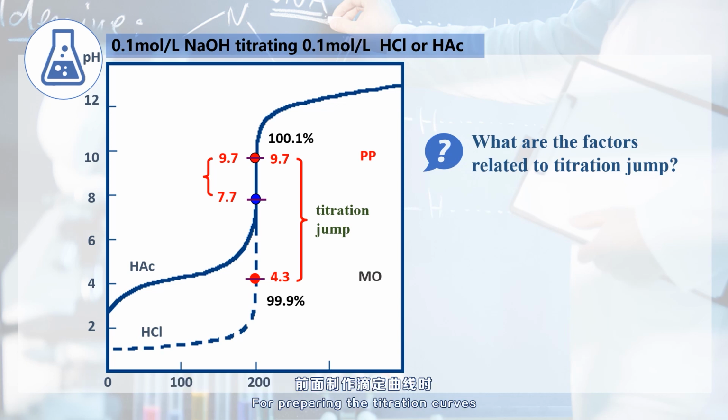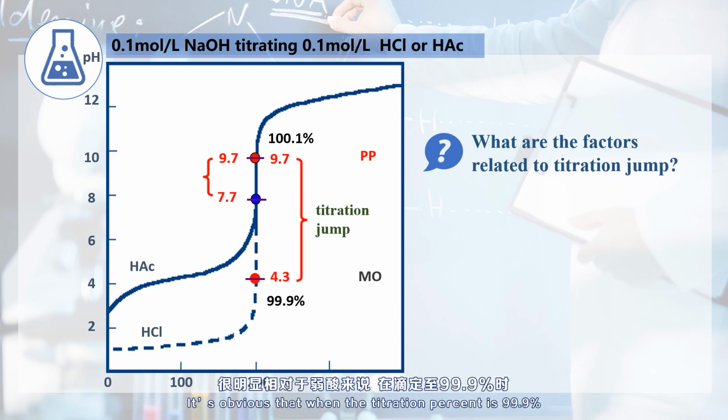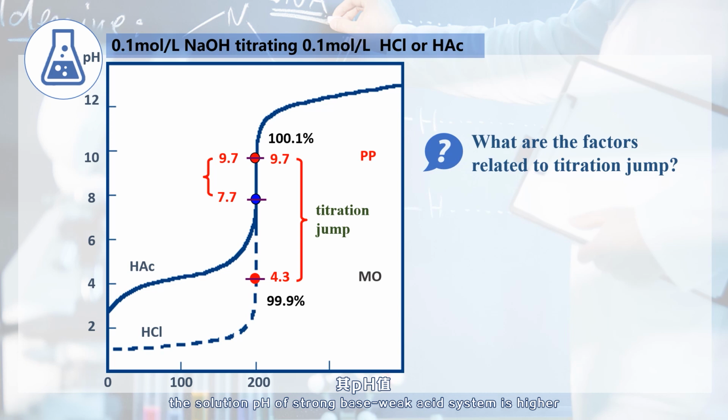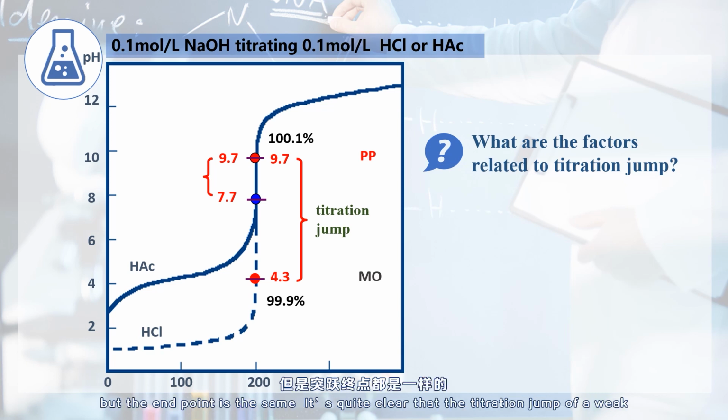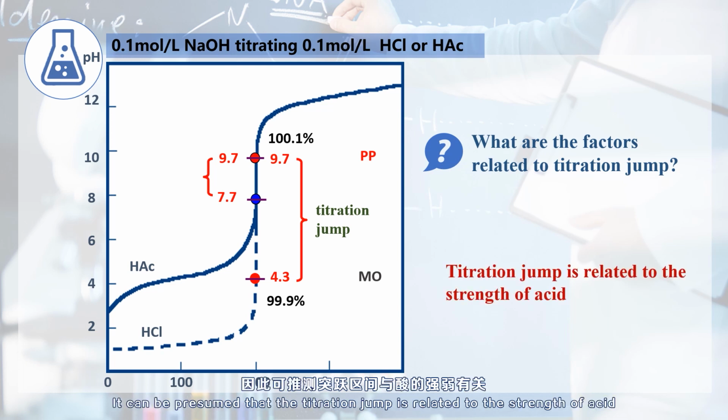For preparing the titration curves, the titration of strong acid or weak acid with strong base are taken as examples. It's obvious that when the titration percent is 99.9%, the solution pH of the strong base weak acid system is higher than the pH of the strong base strong acid system. This means the initial point of titration jump of a weak acid titration is higher, but the end point is the same. It's quite clear that the titration jump of a weak acid titration is narrower than that of a strong acid. It can be presumed that the titration jump is related to the strength of acid.